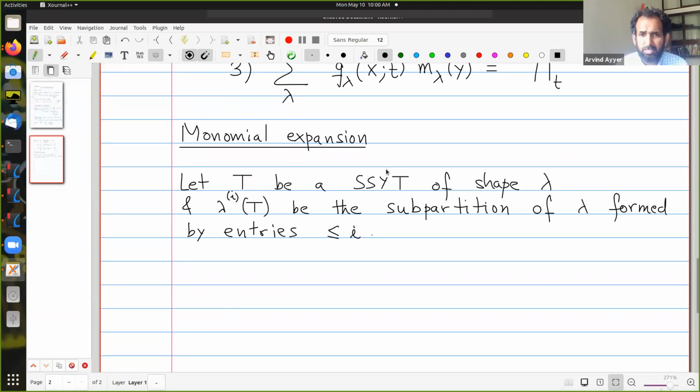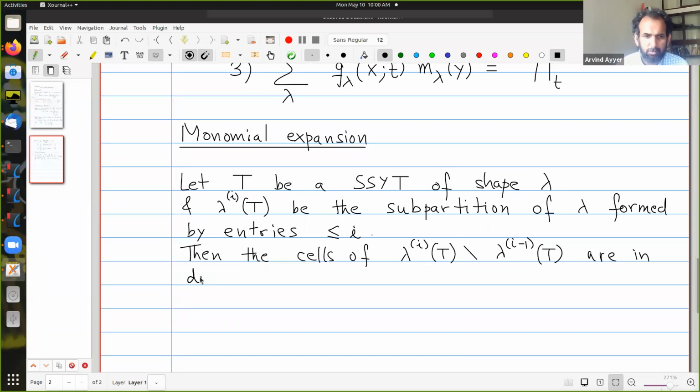Because of the semi-standard property, the cells of lambda i of t minus lambda i minus 1 of t are in different columns. So there'll be no two cells in the same column, right? Because it's strictly increasing down columns.